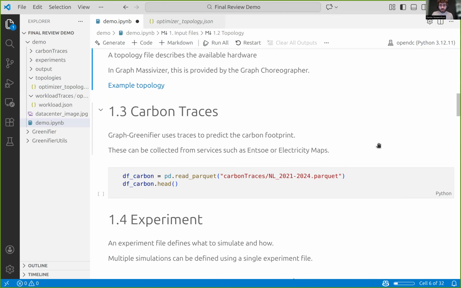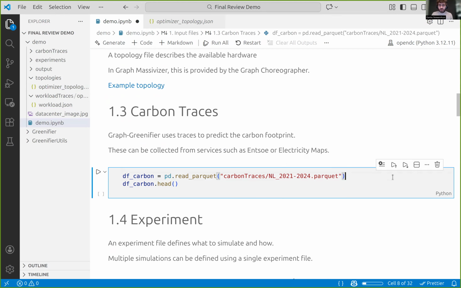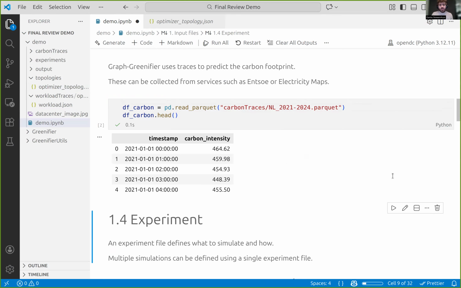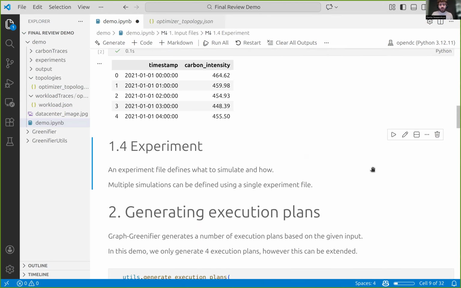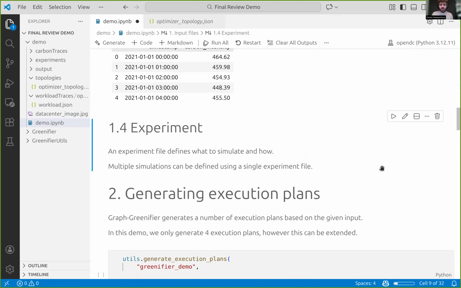Next, to predict the carbon emissions of a data center, we need information about the actual energy usage. To do that, we use carbon traces, which we gather from services such as ENTSO-E or electricity maps. These traces provide information about the carbon intensity at a specific timestamp in that region. Finally, we use an experiment file to basically take everything together. What do we need to simulate and how?